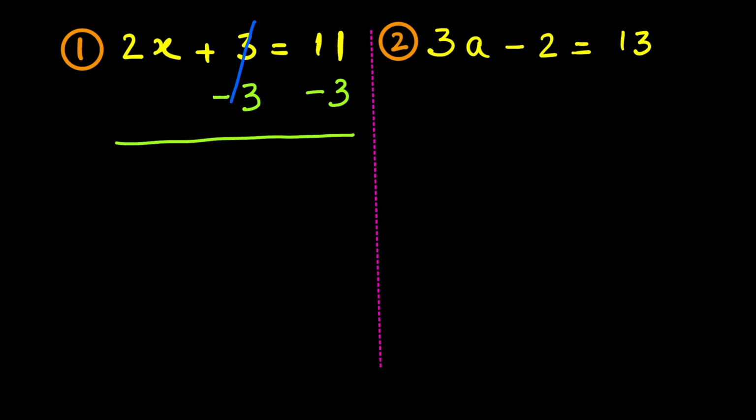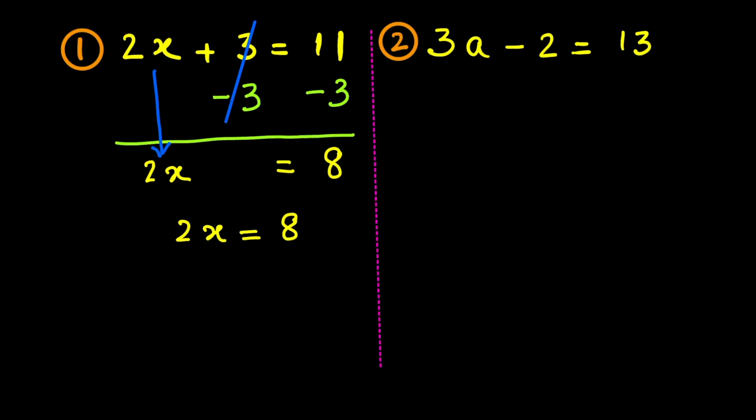So minus 3 and plus 3 get cancelled. Under 2x we will write 2x equals 11 minus 3, which is 8. So we get 2x as 8.